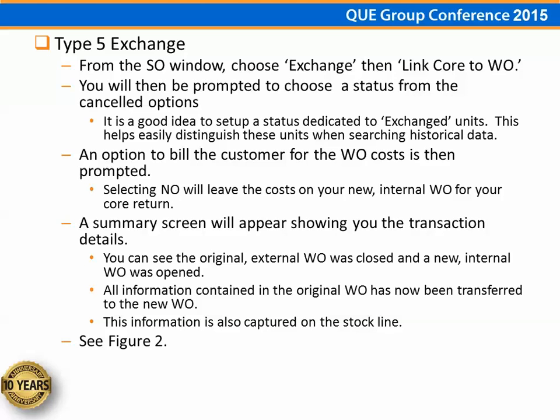And then an option to bill the customer for the work order cost is prompted. If you select no, it'll leave the costs on your new internal work order for your core. A summary screen will show the transaction details, and you can see the original external work order was closed and a new internal work order is open. Again, I think that's going to be changing, but for now that's the way it works.